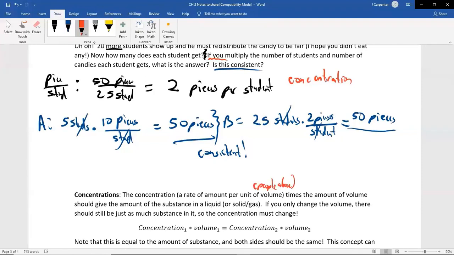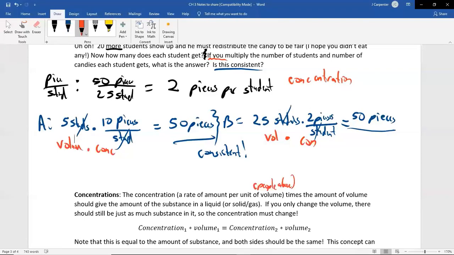So if you take the concentration times the amount of volume, which was this thing right here, these two A and B scenarios, this was the concentration times the amount of the substance. I have it backwards, actually. The first thing is the volume. The 5 students was the volume. The 10 pieces per student was the concentration. And same thing here, the 25 times the 2, that was the volume times the concentration.